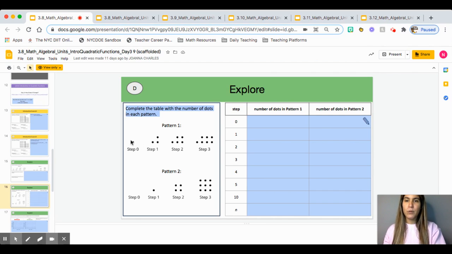They say step 0, there is 1, and I would actually model the first couple of parts of the table so that they are able to just continue the pattern, knowing what is expected of them.